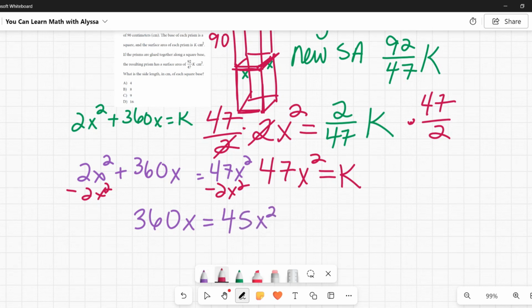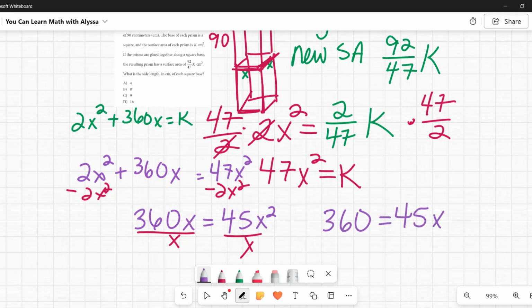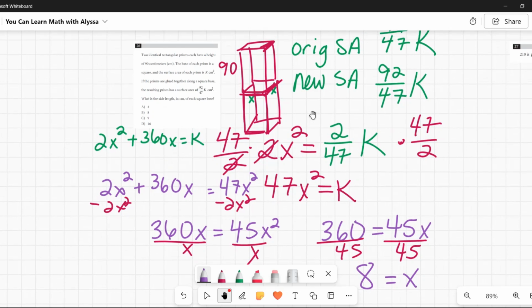I can divide both sides by x to get rid of one of those x's. And then I will just have 360 equals 45x. To solve for x, x is being multiplied by 45, so I want to divide by 45. And I get that x is equal to 8. X is 8.